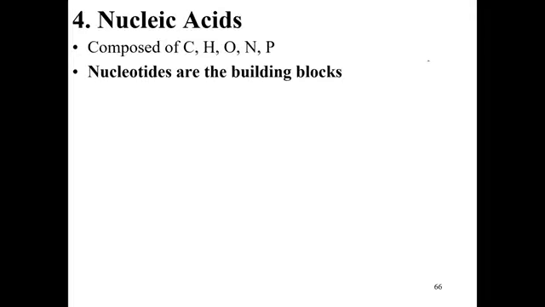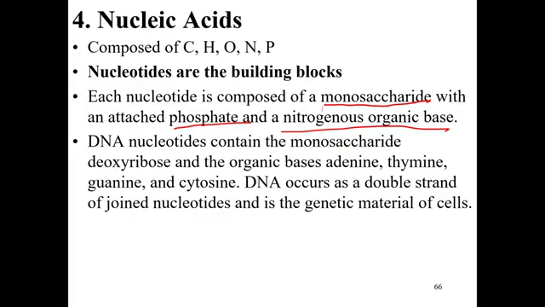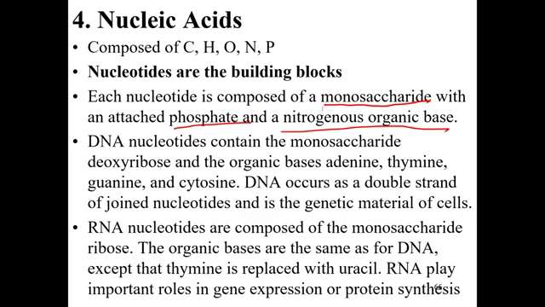Next, we have our nucleic acids. These are composed of carbon, hydrogen, oxygen, nitrogen, and phosphorus. Nucleotides are the basic building blocks of nucleic acids, and each nucleotide is composed of a monosaccharide, your sugar, with an attached phosphate and a nitrogenous organic base. So DNA nucleotides contain the monosaccharide deoxyribose and the organic bases adenine, thymine, guanine, and cytosine. DNA occurs as a double strand of joined nucleotides and is the genetic material of cells. RNA nucleotides are composed of the monosaccharide ribose.